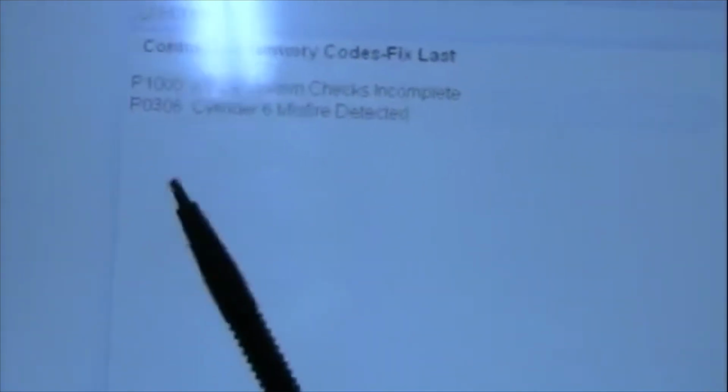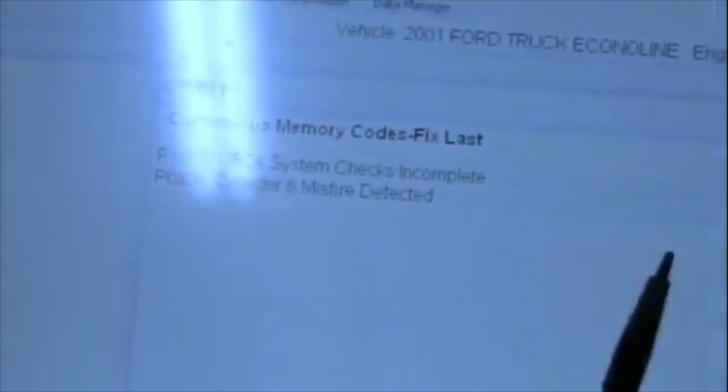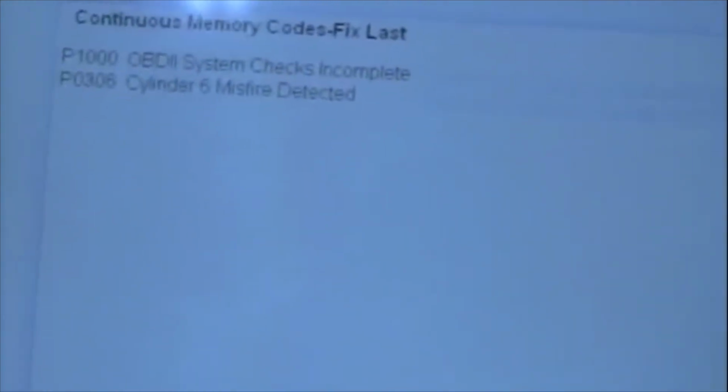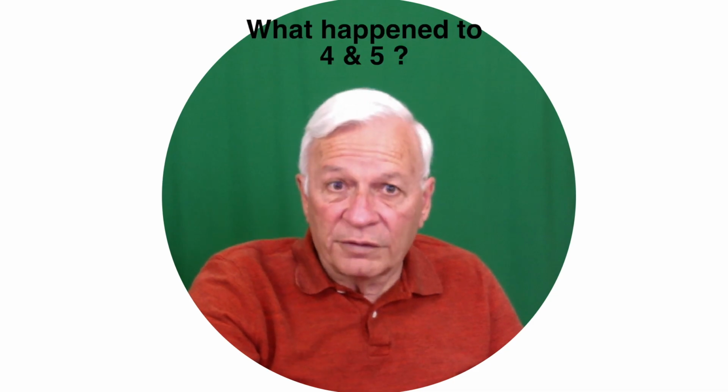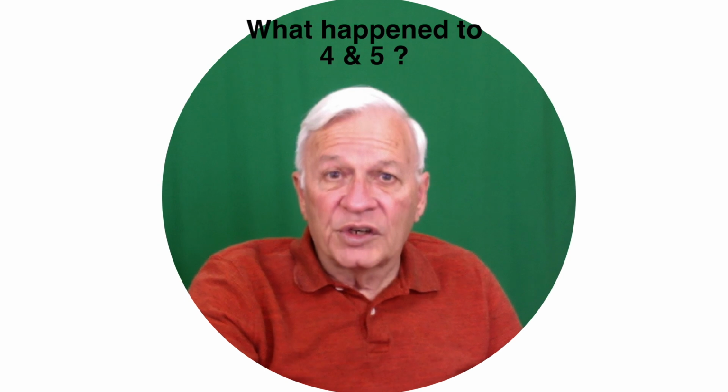After we cleaned the mass airflow sensor, we went back, cleared the codes, and ran the engine again. You can see that we got rid of our bank 1 and 2 problem, and now we only have a 306, cylinder number 6 misfire. What happened to the misfires on cylinder 4 and 5? Well, the simple explanation is this.